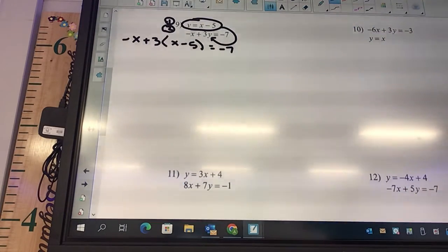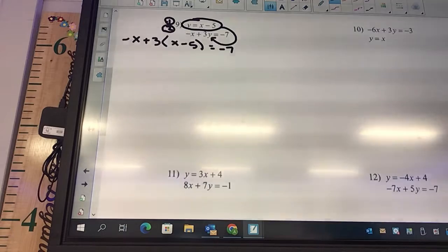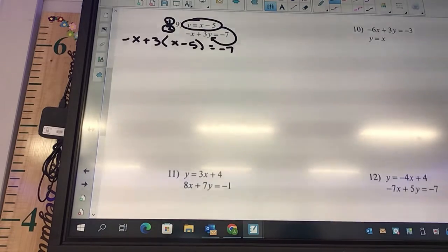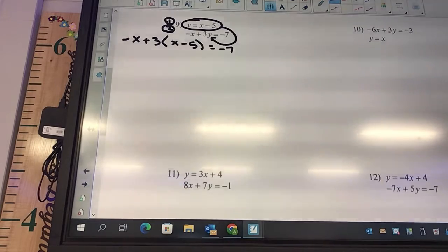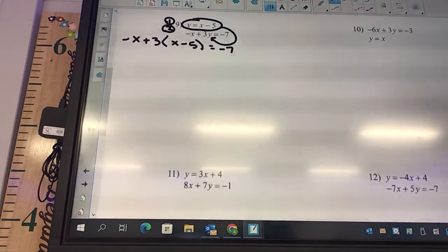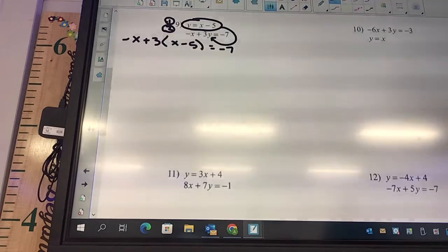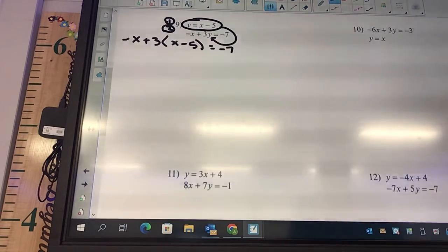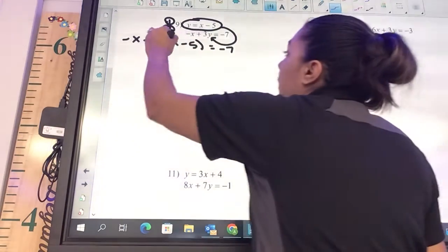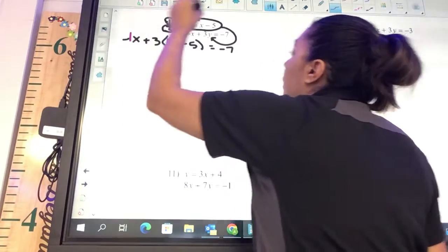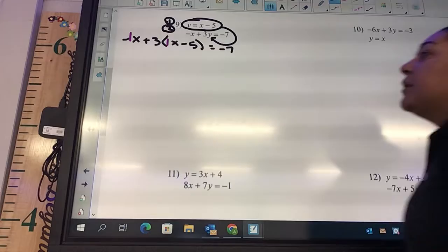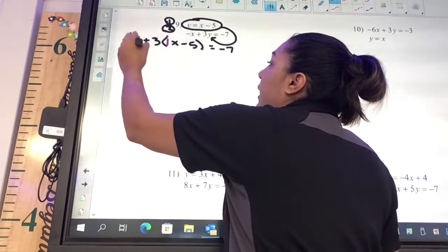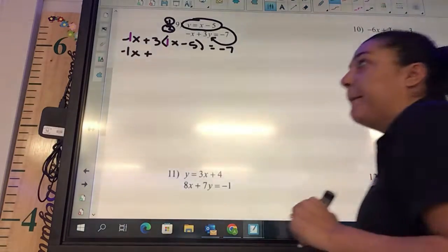Here is my suggestion to you. Some of you guys need to do it, so it's not going to hurt if you do it. Put 1s in front of those x's. See how neither one of those x's has a 1 in front of it? There really is a 1 there, and that's going to help you out a little bit. So there's really a 1 and a 1 right there. Now when you distribute, you're going to get negative 1x plus what?